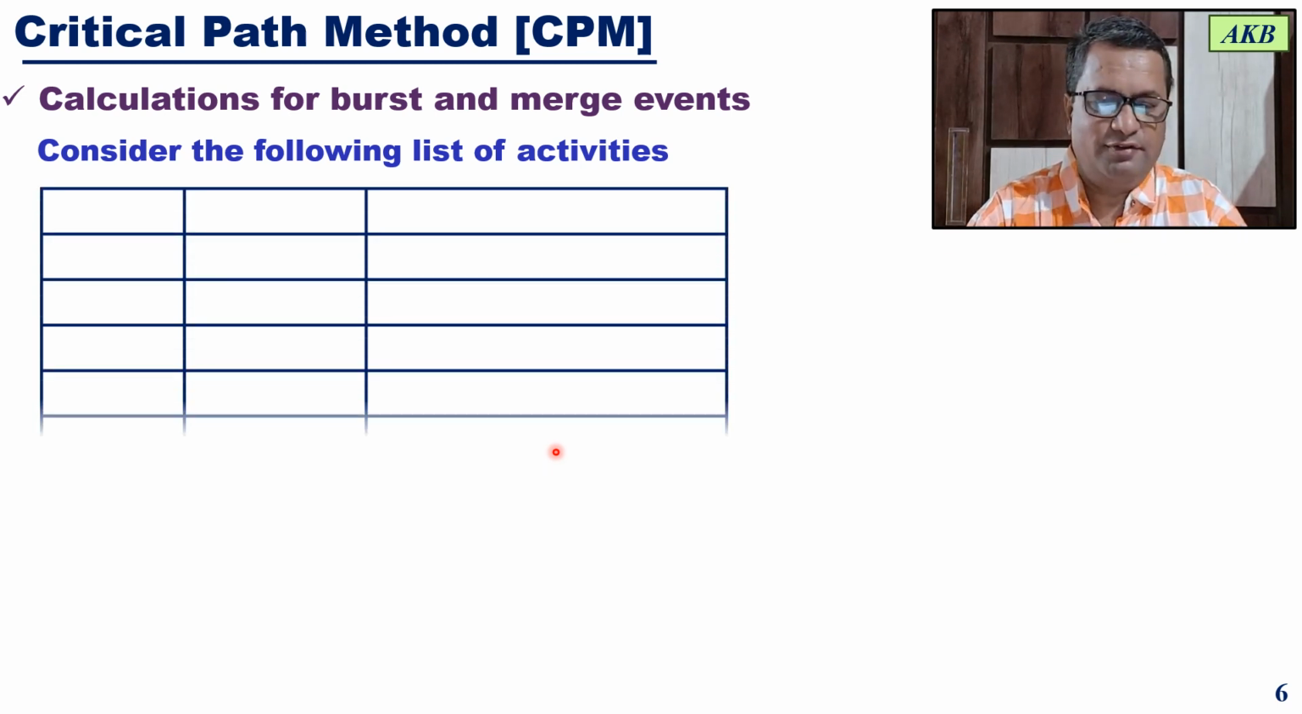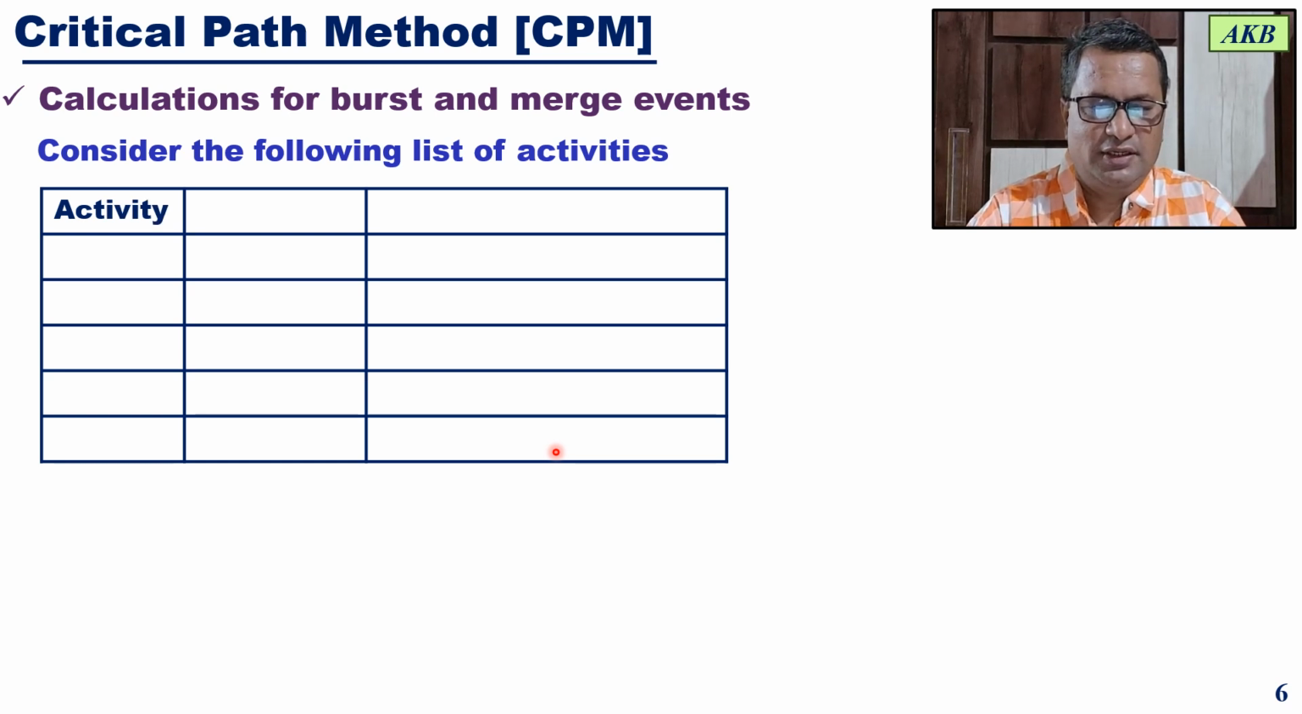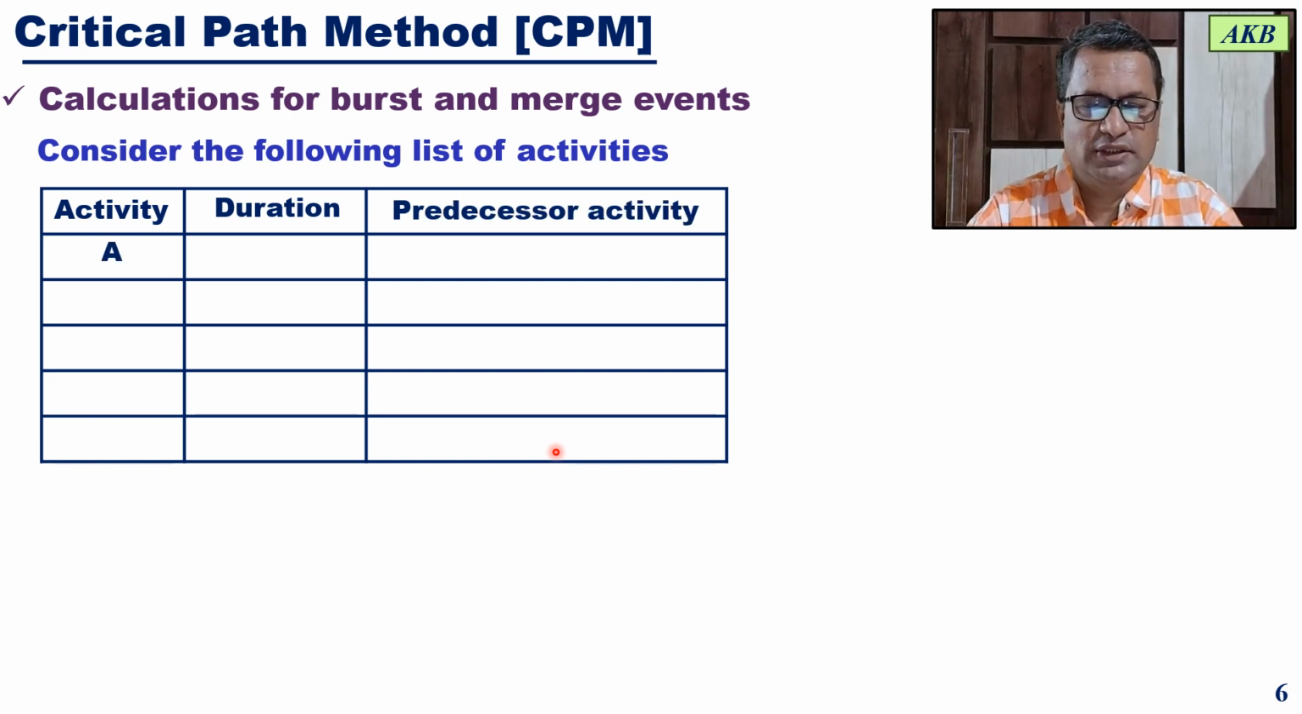So we have again a list of activities. Again, the same information is available with us. We know what is the activity, we know what is the duration of that activity, and then we know what is the predecessor activity. So predecessor activity is also known to us.